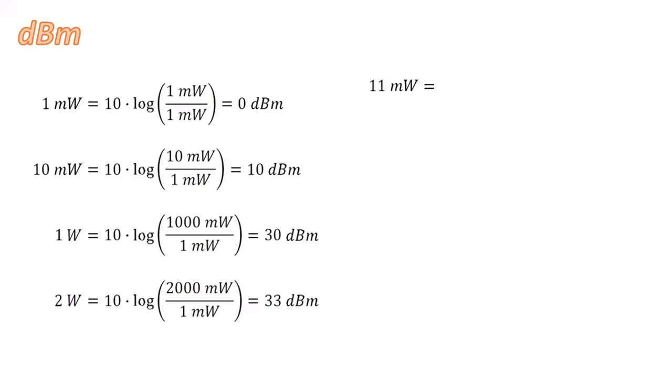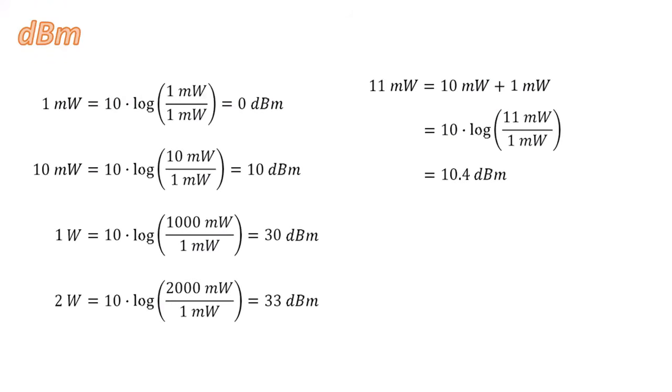Can you let me know the dBm value of 11 milliwatt? And remember my friends, 11 milliwatts can be 10 milliwatt plus 1 milliwatt, but it can't be 10 dBm plus 0 dBm, right? Because 1 milliwatt is 0 dBm and 10 milliwatt is 10 dBm. So you can't add dBm and dBm like this, right? So can you please tell me the value of 11 milliwatt?